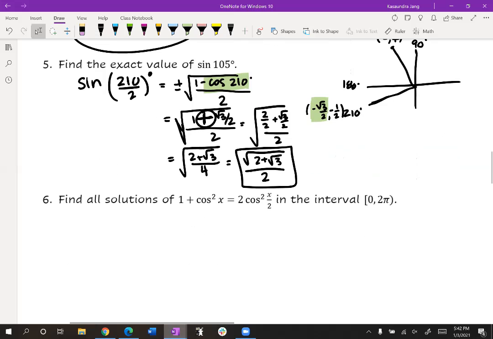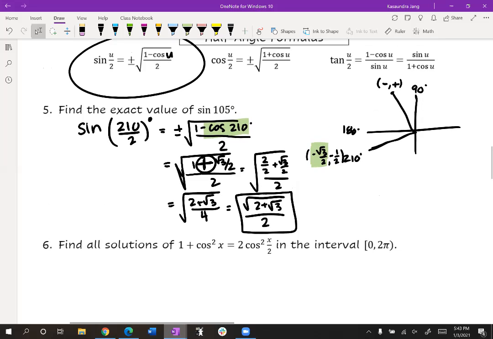All right, and then number 6 here, find all solutions of this equation in the interval 0 to 2 pi. Okay, so first things first, I'm noticing I've got a cosine of x and then a cosine of x over 2. So they're not the same as of right now. I'm going to have to adjust that.